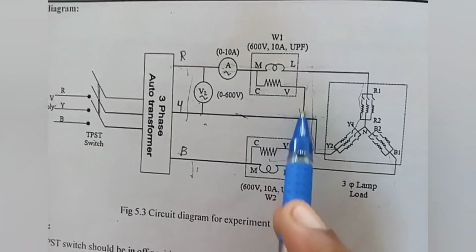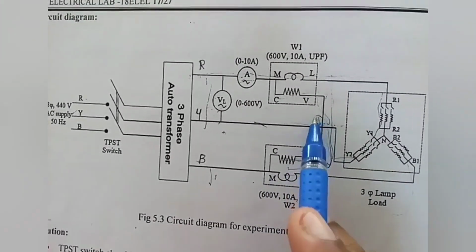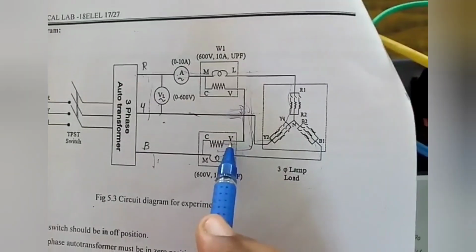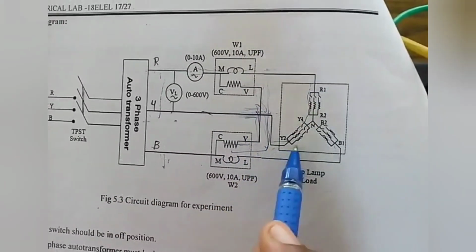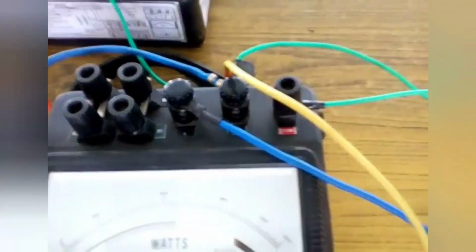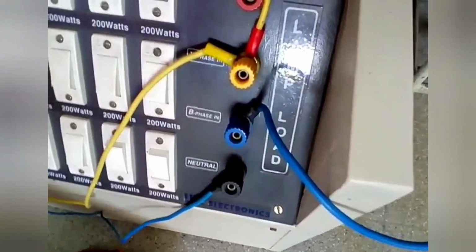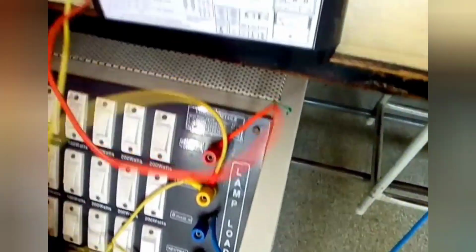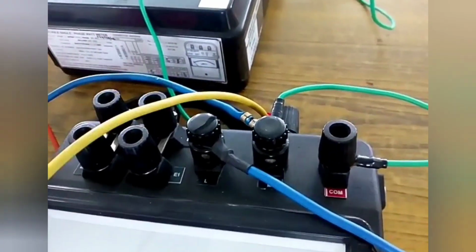So any one V terminal of either this wattmeter or that wattmeter we are connecting to this Y line. That means you can connect from this V to Y phase of the auto transformer, or from V to Y phase of the lamp load. So from the V terminal of the second wattmeter, I am connecting it to Y phase of the lamp load.